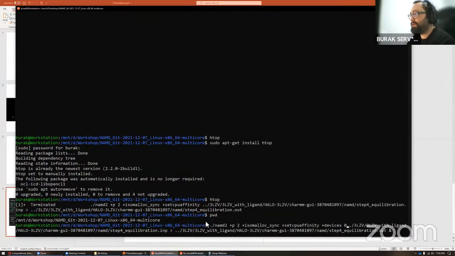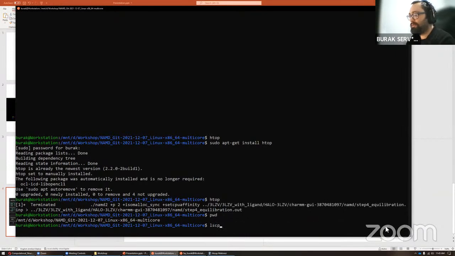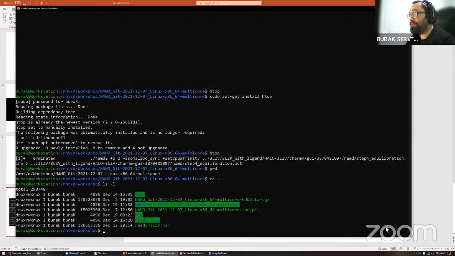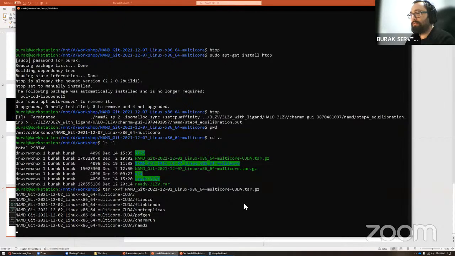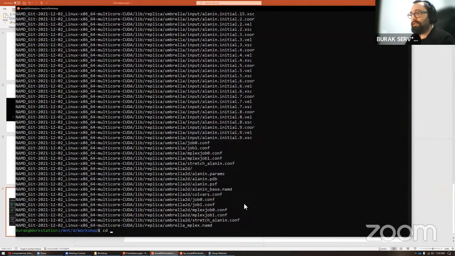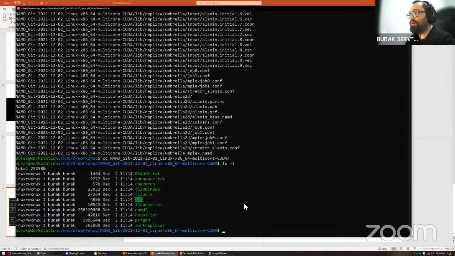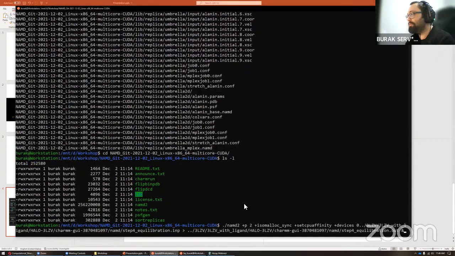But by the way, I want to copy these lines. We cannot use the multicore folder. We should use the CUDA version. It's important. So tar xvf NAMD2 CUDA. Yes, the CUDA version. Now we can use these options only with the CUDA version. Okay.